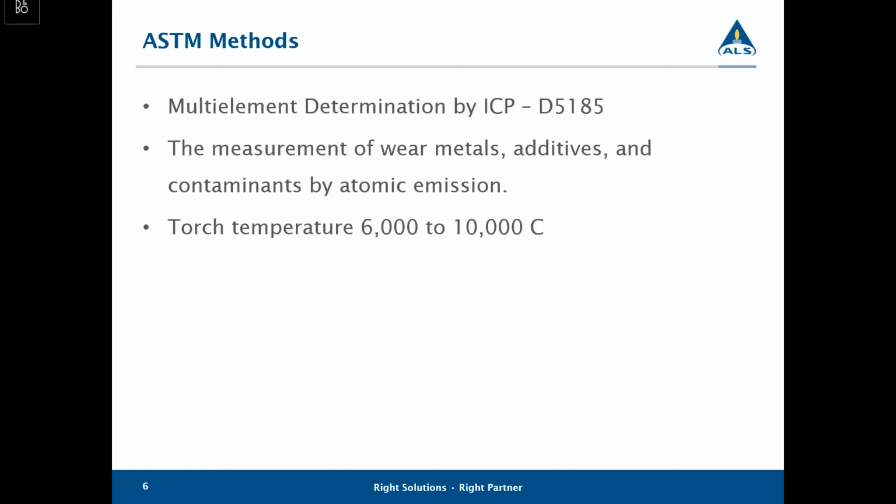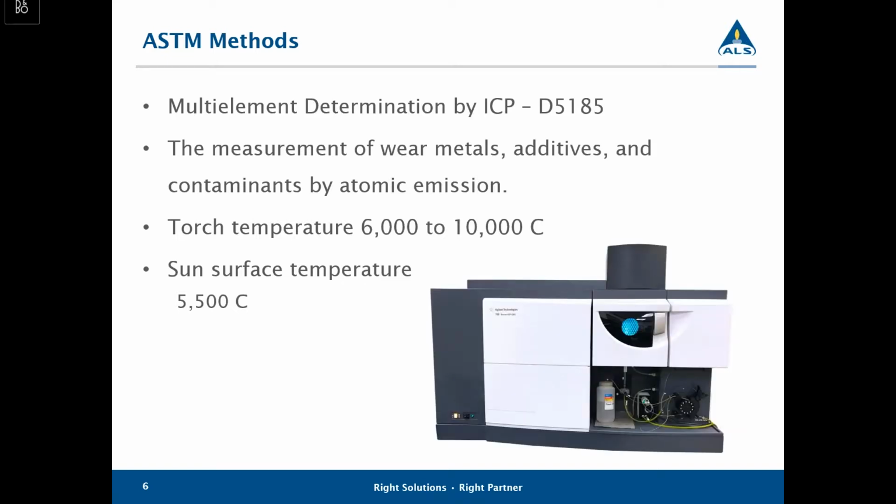What it causes is that it excites all the atoms that are present, and each element's atoms are going to emit a certain wavelength of light, which we're going to detect. To put it in perspective, the sun's surface temperature is 5,500 degrees Celsius. And that's what the instrument looks like.